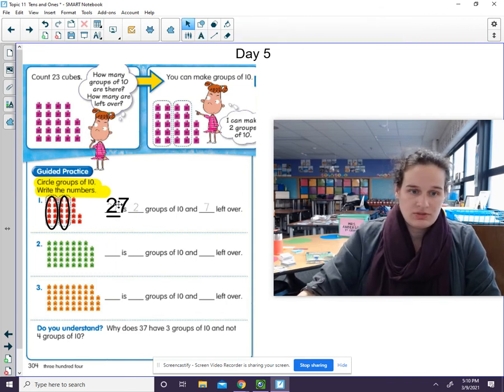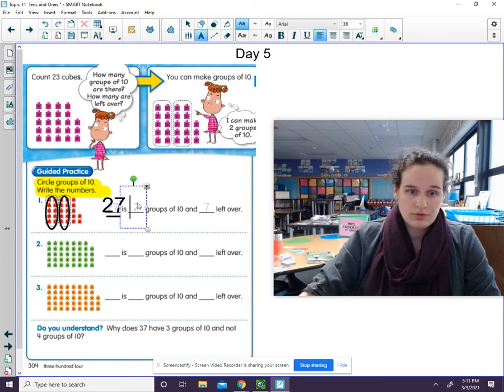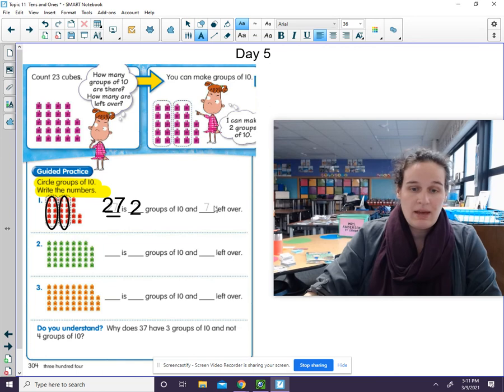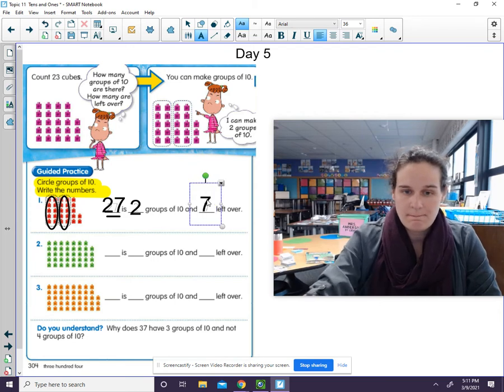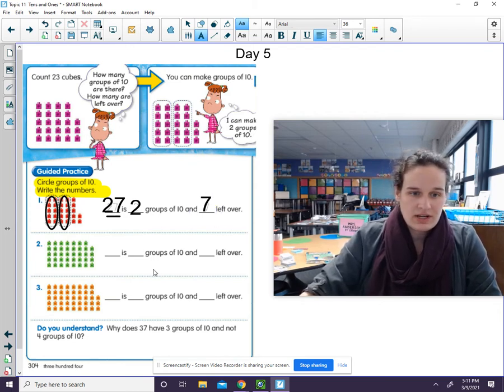Now it wants us to tell them the number of groups of 10. Well, how many groups of 10 are there? 2 groups of 10. And blank left over. Well, how many are left over here? 7 are left over. Okay, let's try this one.